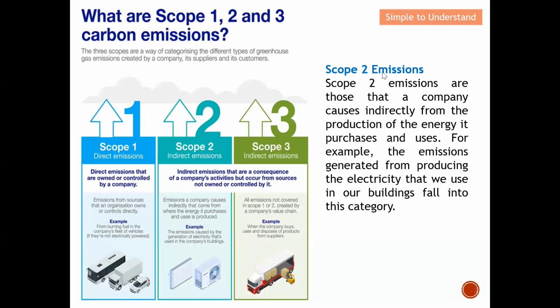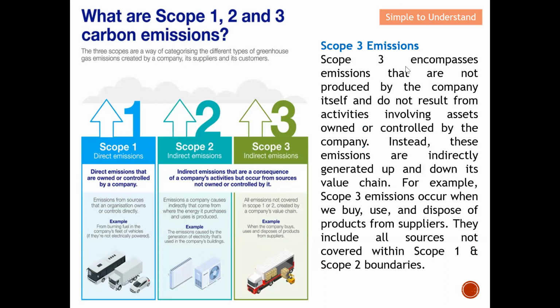As for scope 2, scope 2 emissions are those that a company causes indirectly from the production of the energy it purchases and uses. For example, the emissions generated from producing the electricity that we use in our building fall into this category. Like I mentioned earlier, a company needs to function, so it needs power, and the power is from the power supplier. Because of this, it falls under scope 2 emissions. You don't own it and you don't have much control over it. Therefore, it falls under scope 2 emissions.